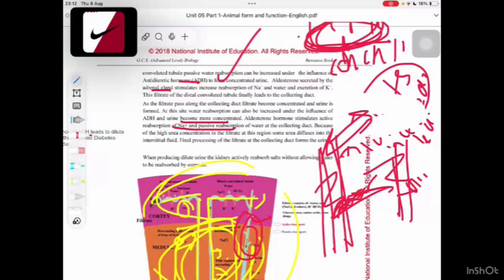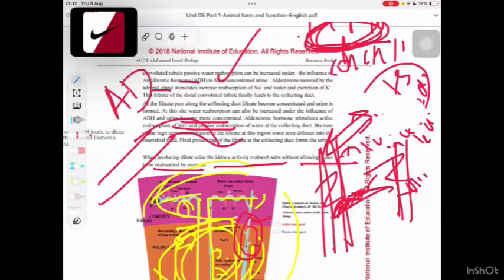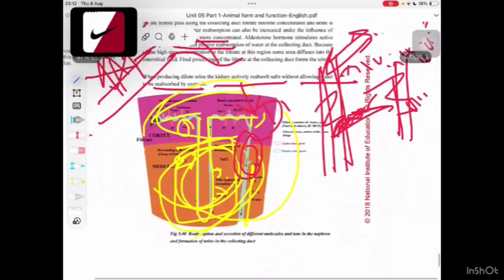Okay, when producing dilute urine, the kidney actively reabsorbs salts without allowing water to be reabsorbed. If water is not allowed to be reabsorbed, that means water is going to remain in these ducts, right? In this nephron, that means the ADH hormone is not acting on this. If the ADH hormone acts, it will stimulate the passive reabsorption. Because the ADH hormone is not there, water is not going to get reabsorbed. Because of this reason only, the diabetes insipidus condition takes place, right?